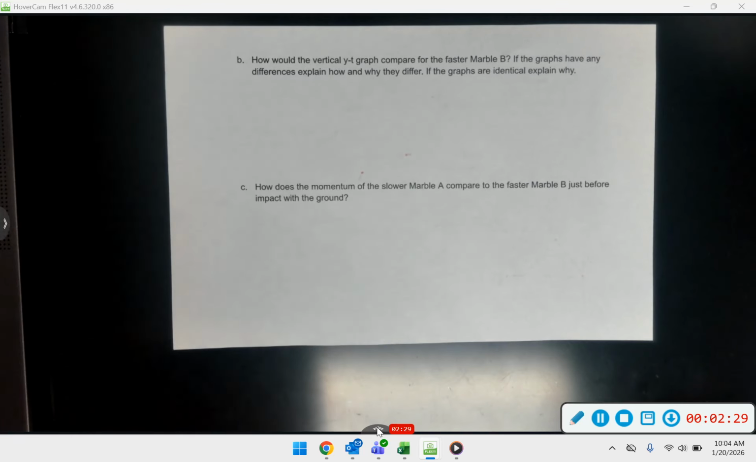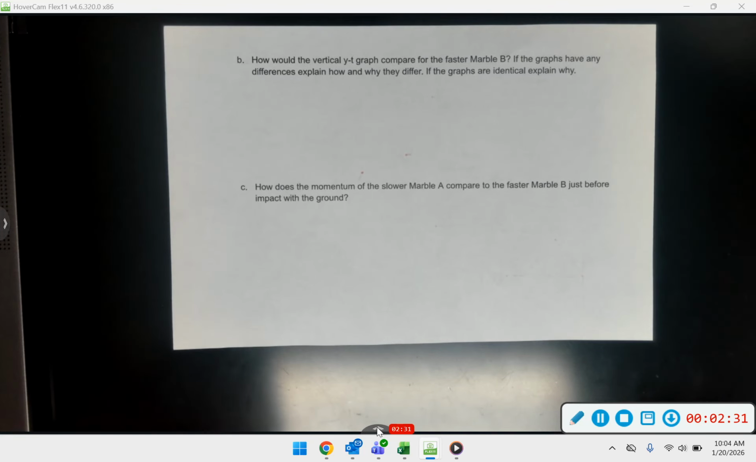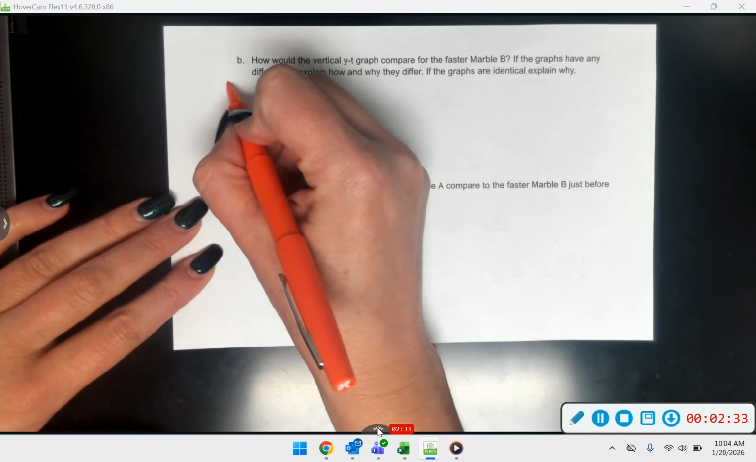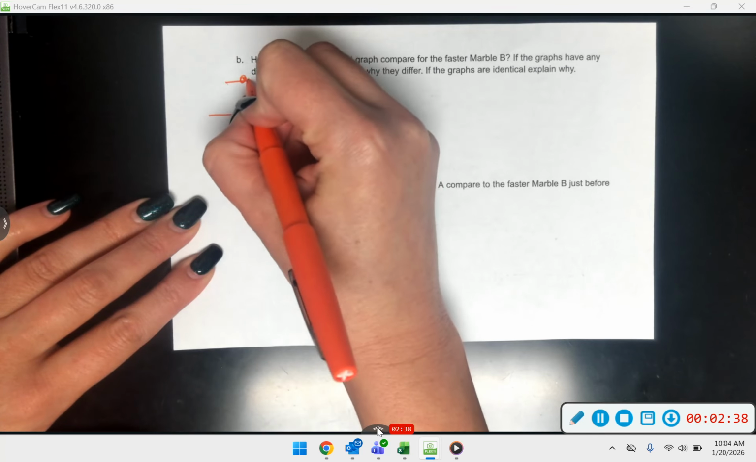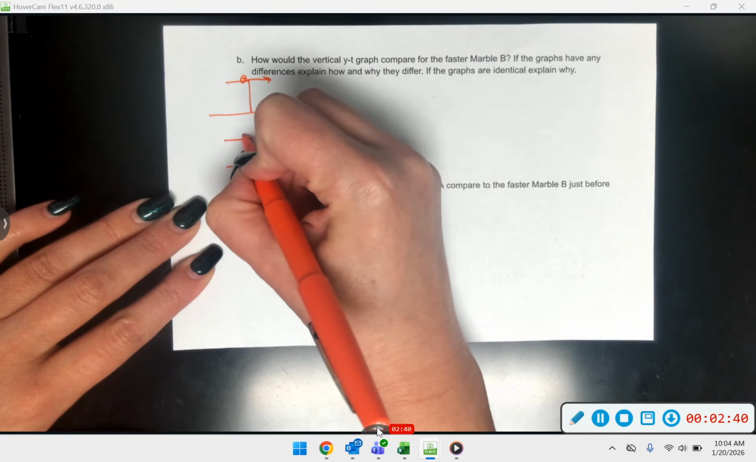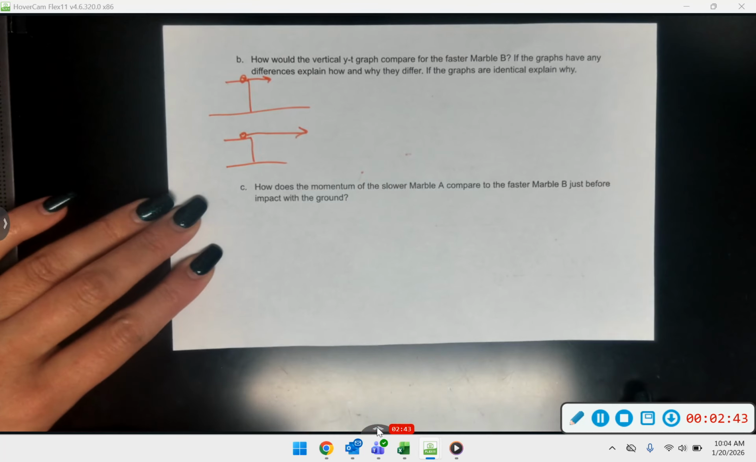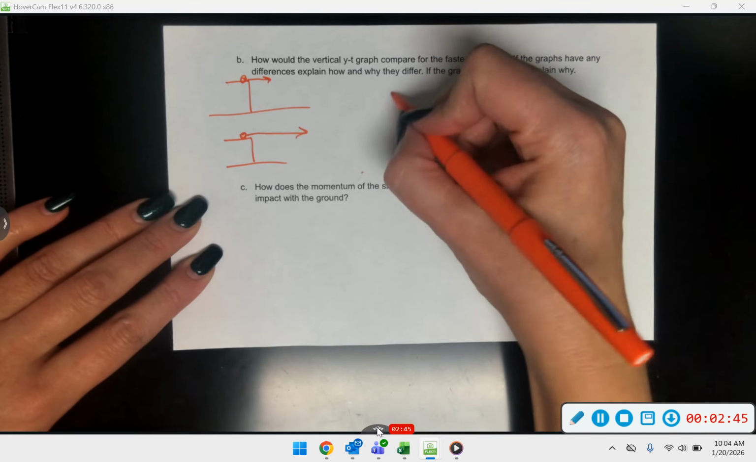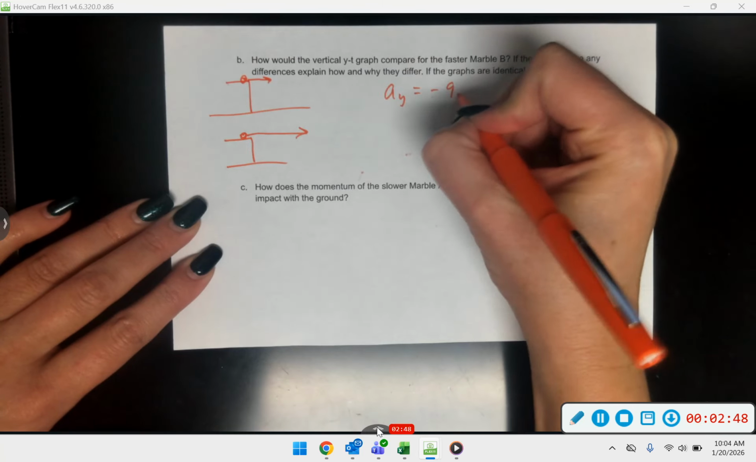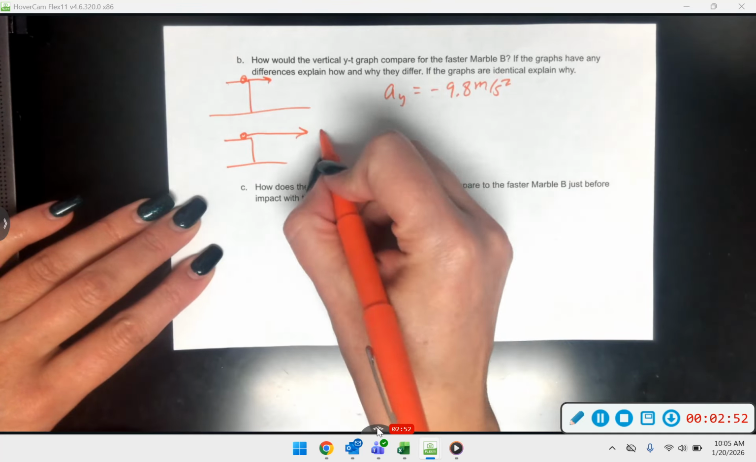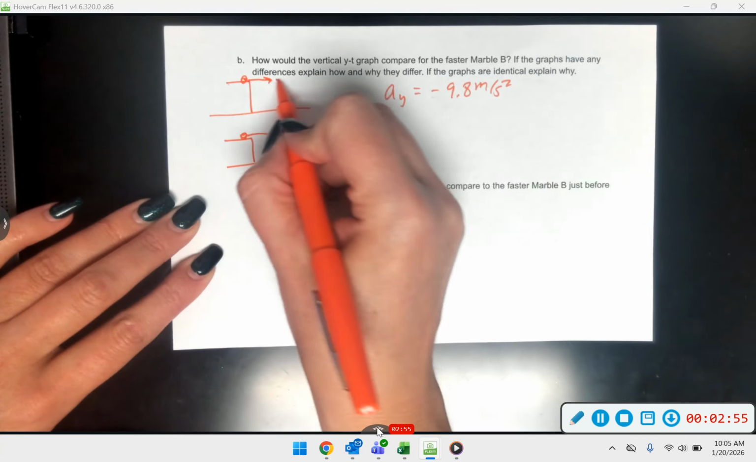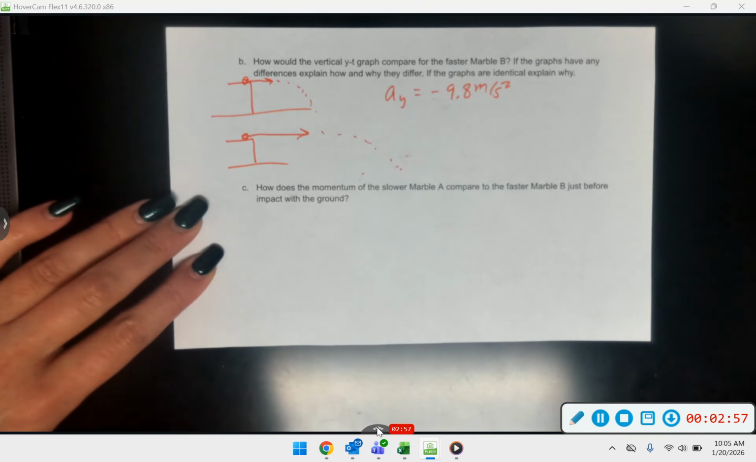Vertical motion is independent of horizontal motion. So even though these leave at different speeds, even though this one's leaving faster, vertically, the acceleration in the vertical direction is still 9.8 meters per second squared, which means, yes, this one's going to go farther, but it's still going to hit the ground in the same amount of time. And it still has the exact same vertical motion.